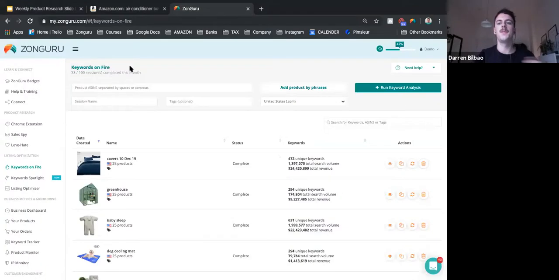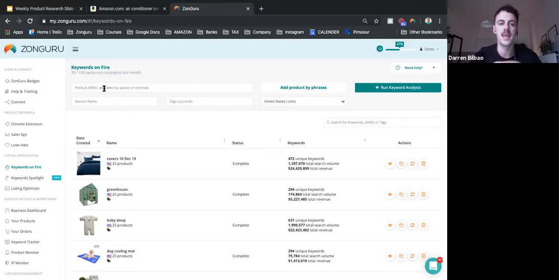All right, so first step, when we do our product research, we use the Keywords on Fire method. Now, Keywords on Fire is a tool that we use. It was originally for keyword research, so it gives you the exact data for every keyword that people search into Amazon. It gives you the exact search volume. So if someone typed in, for example, greenhouse, it'll tell you exactly how many searches per month greenhouse has.